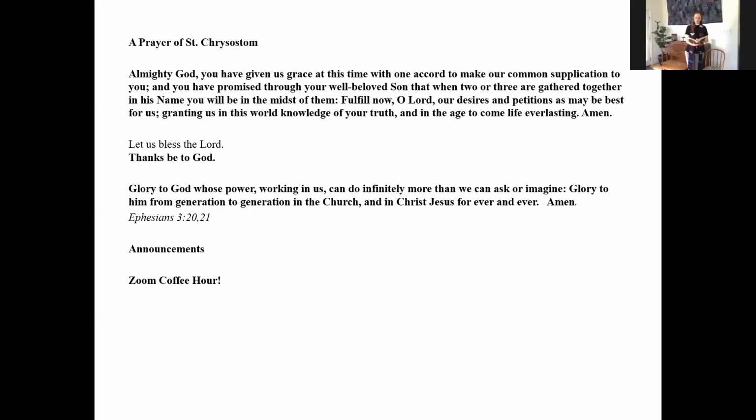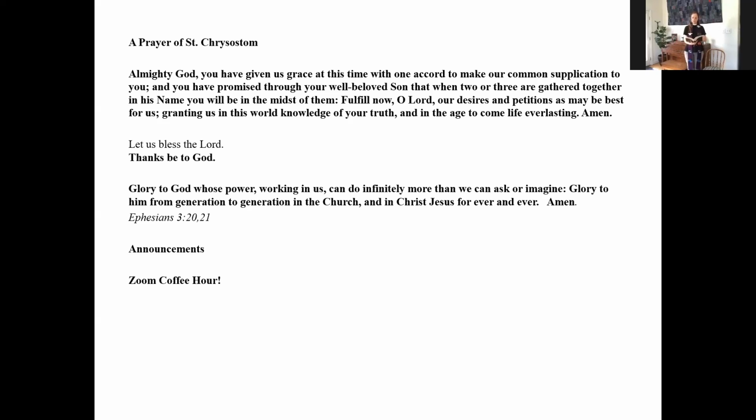Please join in the prayer of St. Chrysostom. Almighty God, you have given us grace at this time with one accord to make our common supplication to you. And you have promised through your well-beloved Son that when two or three are gathered together in his name, you will be in the midst of them.